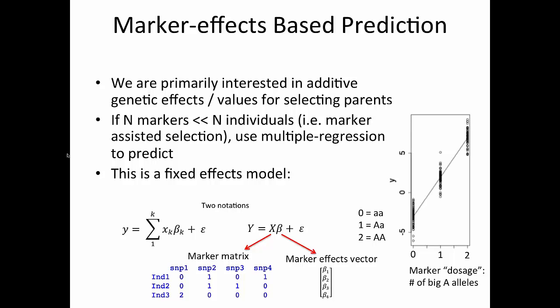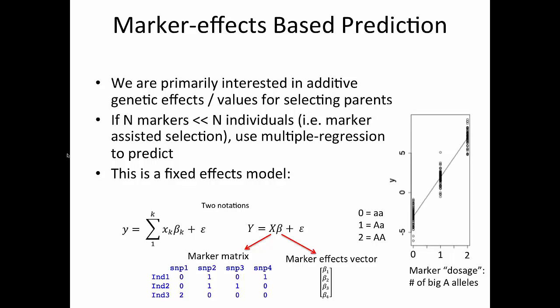So in this little graphic I have, we're just counting the number of big A alleles. If you do a regression of the phenotype on this marker dosage, the estimated slope is what we call the marker effect, the additive effect of that marker. So in the GS models that are marker effects based, we're going to estimate the effects of each of these markers and sum them up to get a prediction of the additive genetic merit of individuals.